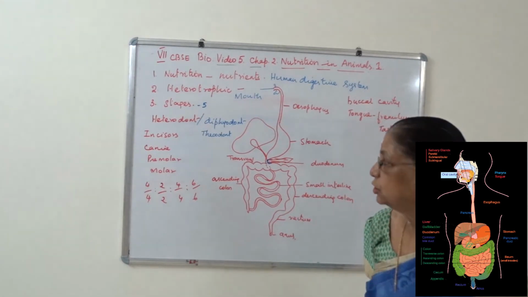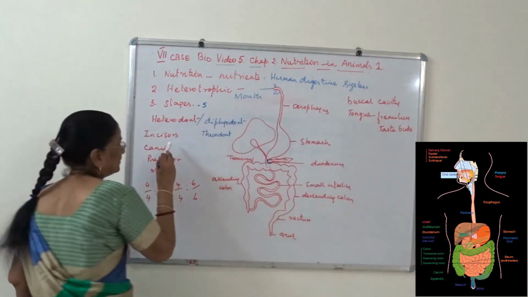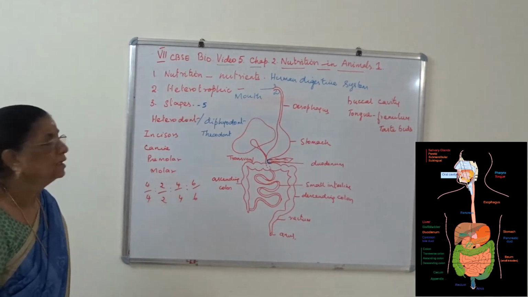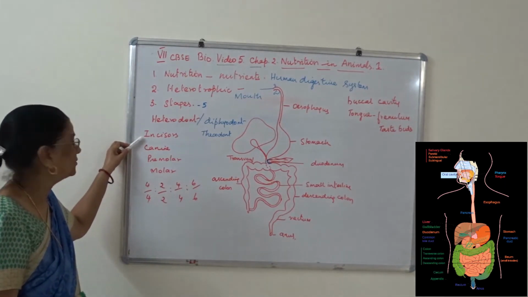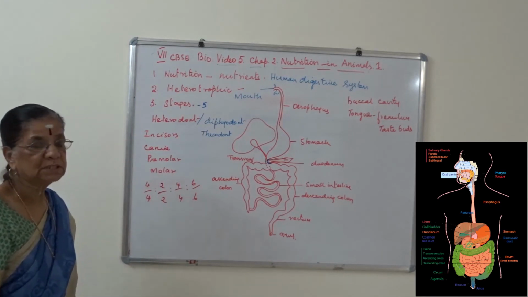Now this heterodont, we have it as incisors, canine, premolar and molar. Heterodont: they are incisors, canine, premolar and molar.